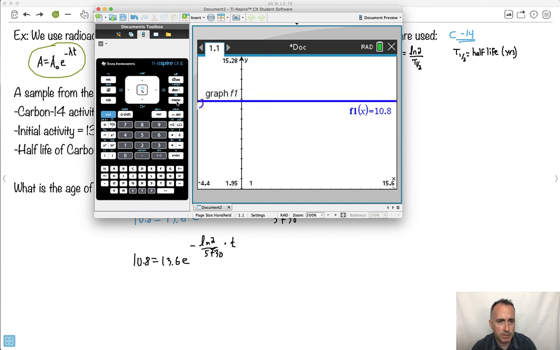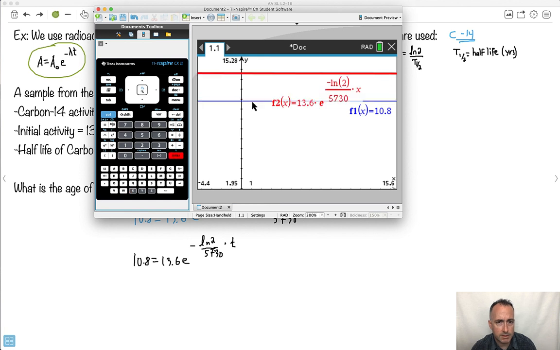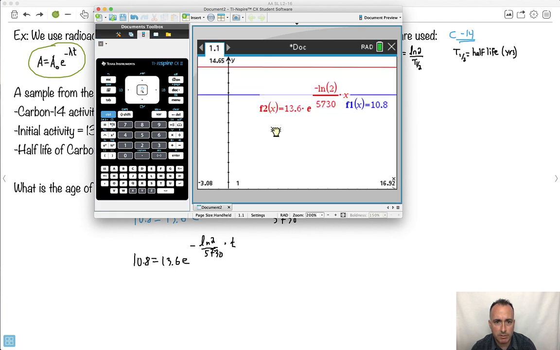Now what I want to do is try to do a graph of this whole mess right here. So 13.6 times e to the power of negative natural log of 2, all that over 5730. I'll do all that times x. See how that looks. That's this graph right here. Now we have to take a look and see when will these two actually meet? These two right here, when are they actually going to meet?